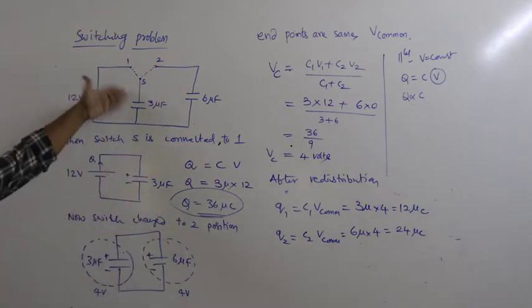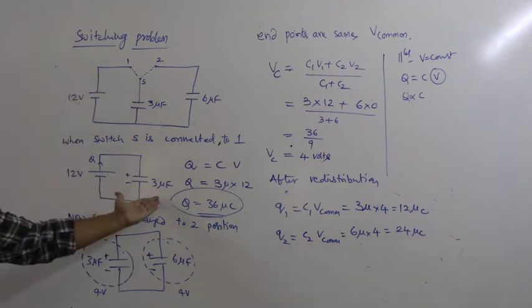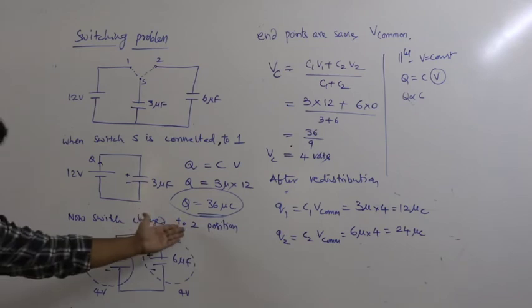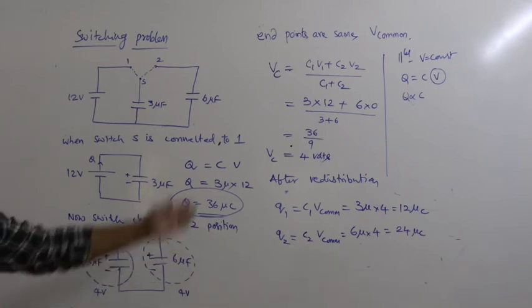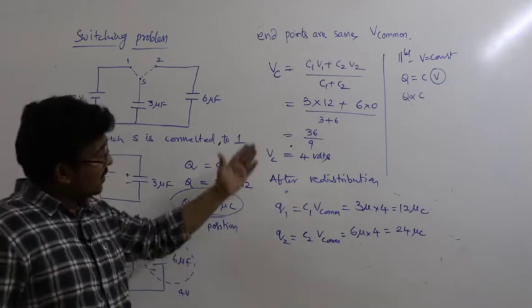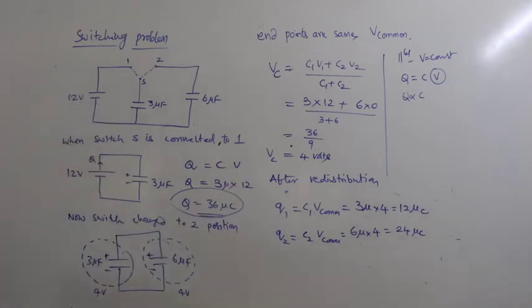When the switch is connected to the first one, what is the total charge accumulated, and again the switch is changed, then two capacitors are connected, so that V common you can take. Then by the formula, Q1 is equal to C1V and Q2 is equal to C2V, right? We will discuss one more.